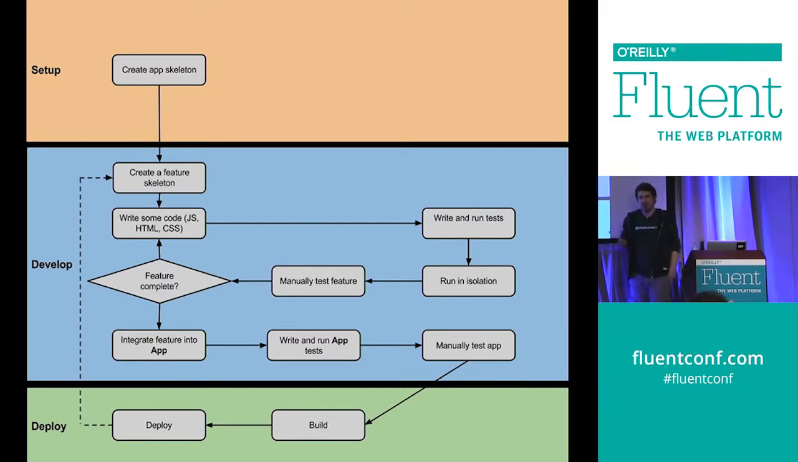So again, as developers, we're building a front-end application. We've got some UI components. What does that look like? How does a user interact with it? Let's try it out. Let's do that in isolation. Is the feature complete? If it isn't, we iterate. If it is, then we take that feature and we compose it into our application. We might write some tests at that Selenium style level, maybe manually test the app, build, deploy, and then start on our next feature.